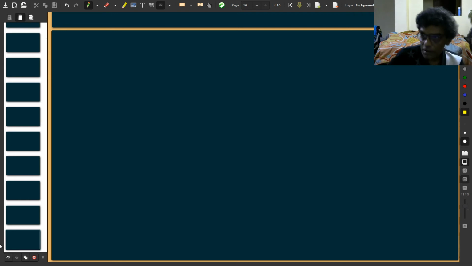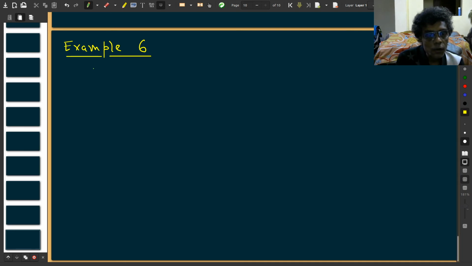Now let us look at a final example, and then we will derive a number theoretic formula called the Chinese remainder theorem. Example 6. So we are given an array of n square plus 1 distinct numbers. Maybe all positive integers, doesn't matter.